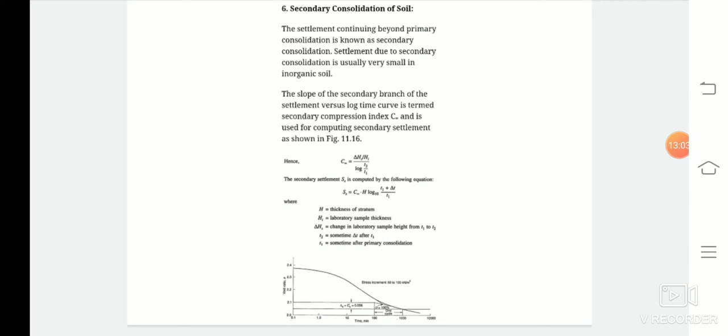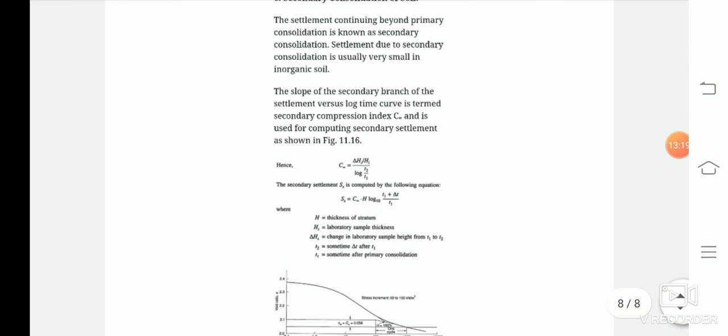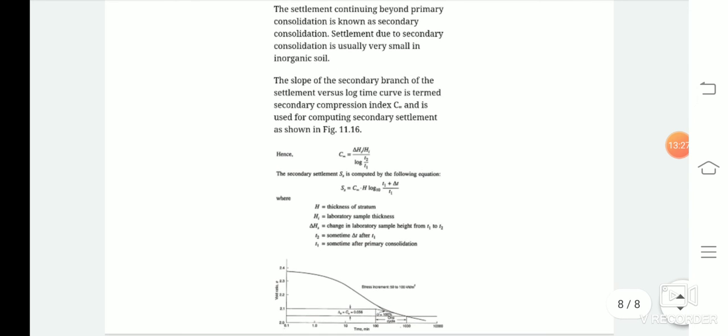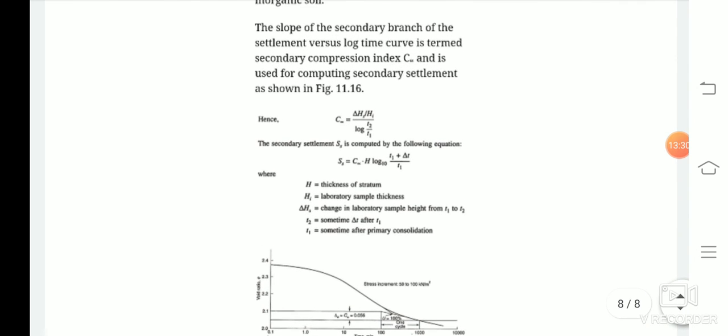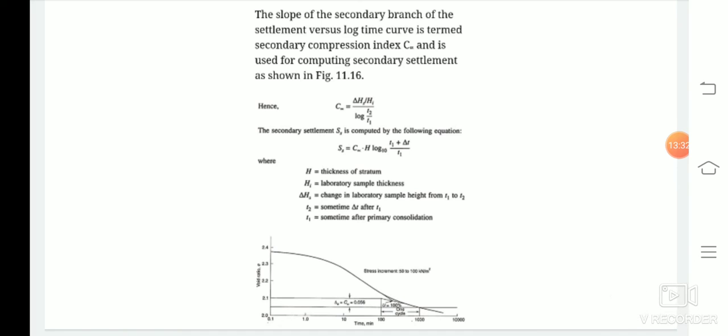Hence, Terzaghi's theory of one-dimensional consolidation, as we have studied previously, cannot be applied to find the rate of secondary consolidation. Hence, this settlement is not given such importance, and its value is very small as compared with the value of the primary consolidation settlement. So how can this be obtained? Normally there is a graph between time and void ratio, and there we can find the secondary compression index.